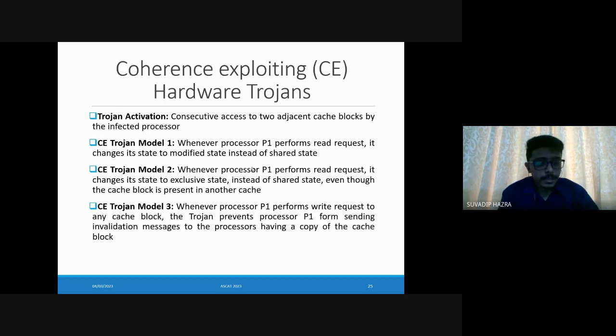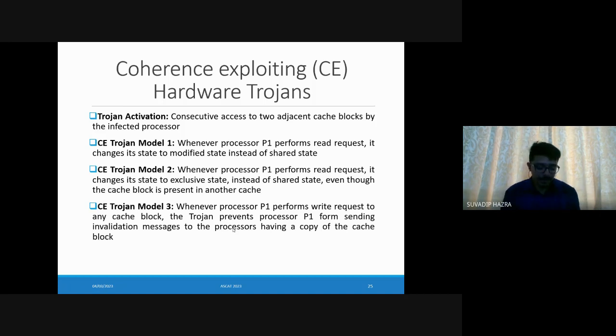So ideally, if the cache block is present in another cache, the state must be changed to shared state, but it always goes to exclusive state. And the last one: whenever the infected processor P1 is performing a write request, it blocks the processor from sending the invalidation request. So it will lead to some incoherent state.